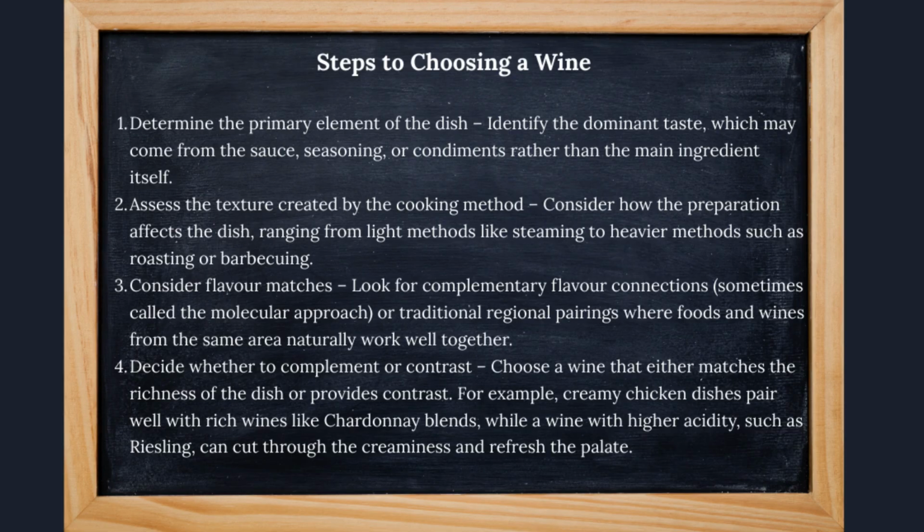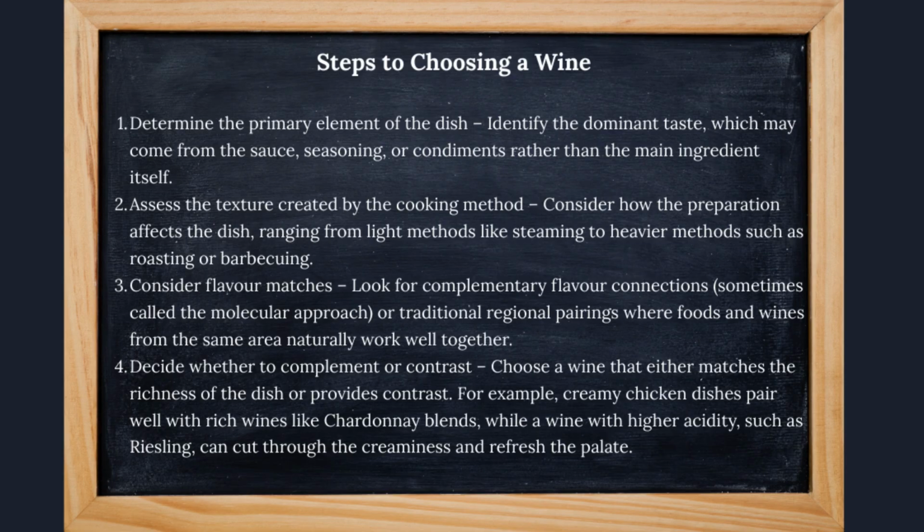Two, assess the texture created by the cooking method. Consider how the preparation affects the dish, ranging from light methods like steaming to heavier methods such as roasting or barbecuing. Three, consider flavor matches. Look for complementary flavors that connect, sometimes called the molecular approach, or traditional regional pairings, where the food and the wines from the same area naturally work well together.